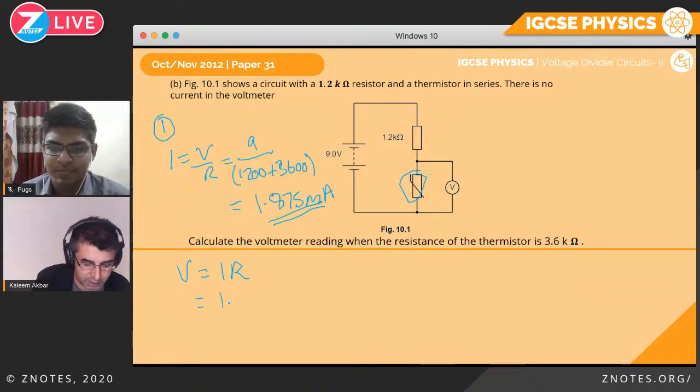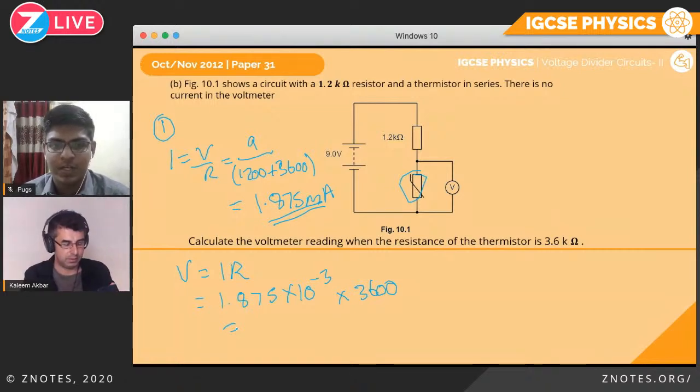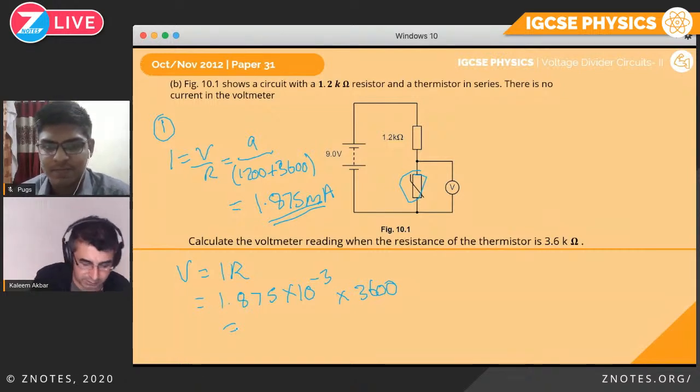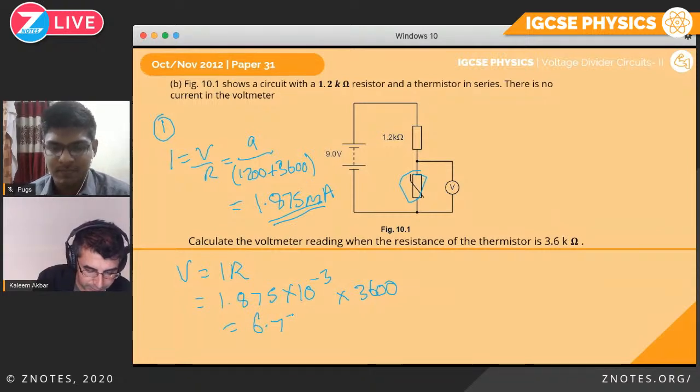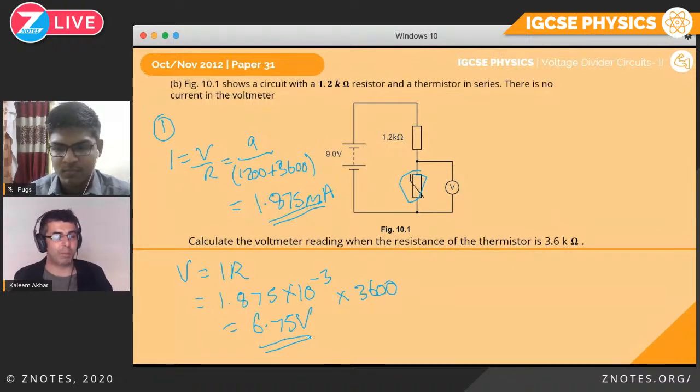So remember, in a series circuit, current's the same at all points. But now I'm going to multiply by 3,600. And what do I get? 6.75 volts. If this is 6.75 volts, what do you think the 1.2 kiloohm resistor is going to be? I hope you're guessing it back home. 9 minus 6.75.